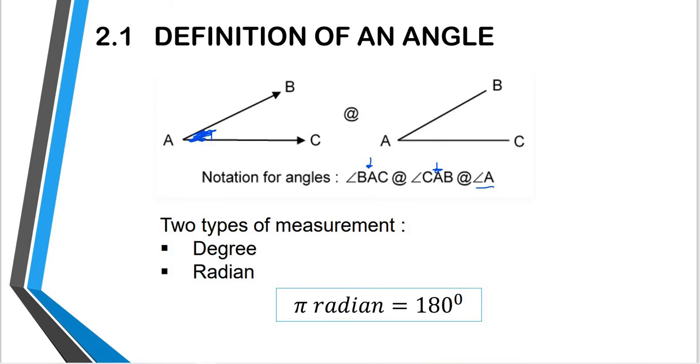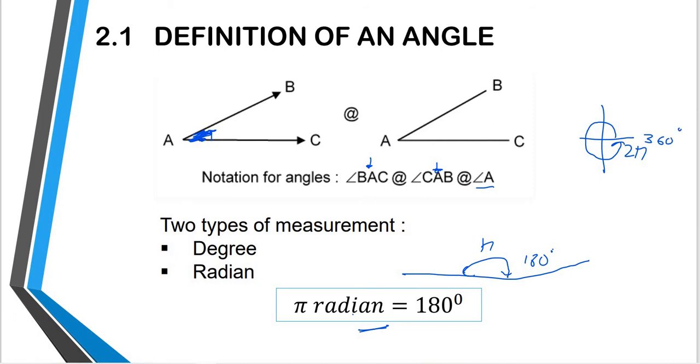Then we have two types of measurement: degree and radian. Pi radian is equal to 180 degrees, so you must memorize this one. 180 degrees is what? A straight line. From here to here, that is 180, so this is pi. And how about a full circle? A full circle is 2 pi, which is 360 degrees.